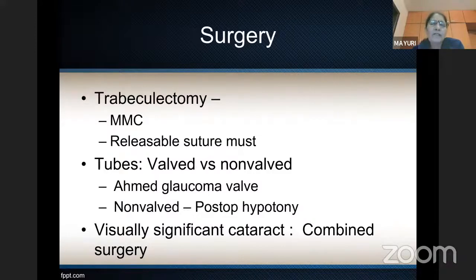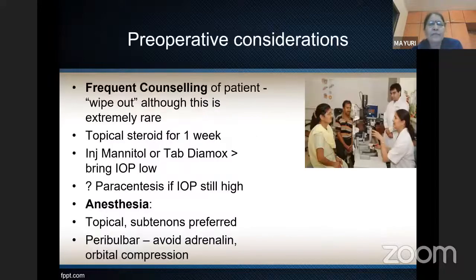For surgery, trabeculectomy should be enhanced with antimetabolites, and releasable sutures give you a stable chamber on day 1. And among the tubes, I think Ahmed glaucoma valve is a better option compared to the non-valve options. But the most important thing is frequent counseling of the patient and the relatives regarding the wipeout. One has to give injection mannitol preoperatively if the pressure is high, and paracentesis if the pressure is still high. And anesthesia, preferably topical, or peribulbar if you are giving it, avoiding adrenaline and orbital compression.